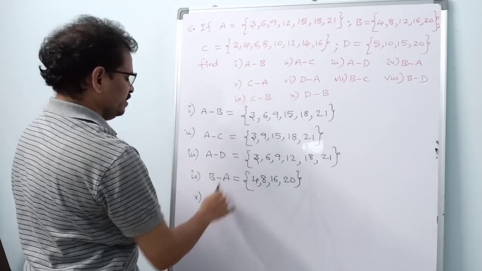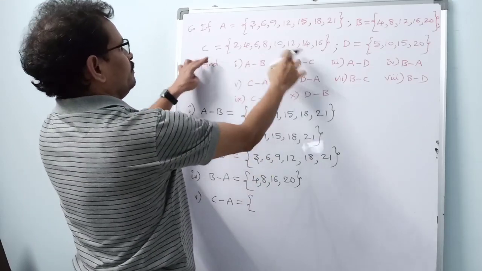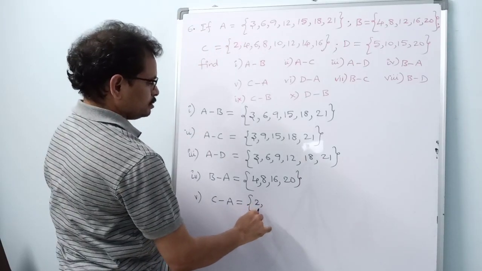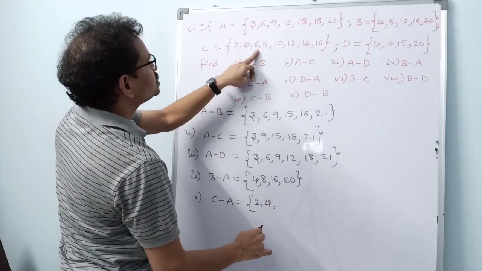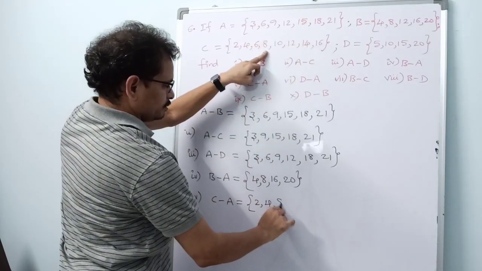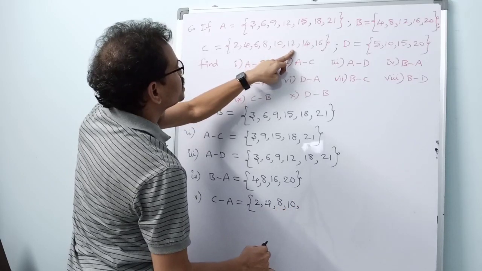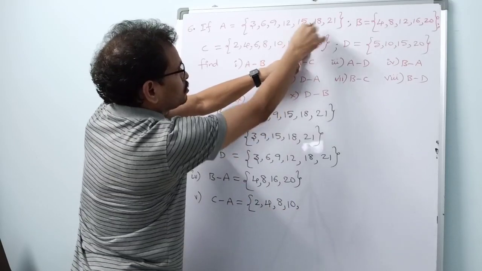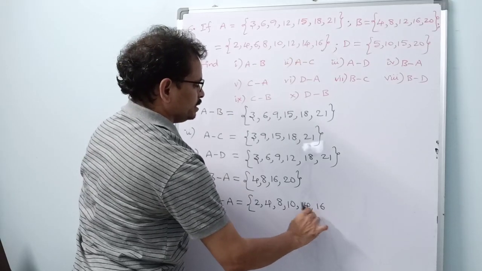Next, 5, C minus A. Okay, now C minus A. 2 is there in C but not in A, so write down. 4 is there in C but not in A, so write down. 6 is there in C, also in A, don't write. 8 is there in C, not in A, write down. 10 is there in C, not in A, write down. 12 is there in C, also there in A, don't write. 14 is there in C, not there in A, write down. 16 is there in C but not there in A, write down.